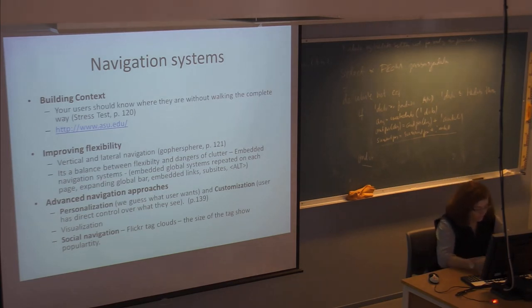So the stress test is like, you should go to someplace on a website that's not the top page of the website. And then when you send somebody to that page, they should be able to identify who's the owner of the site, even though they're in the middle of the site, and what they would expect to see on the parent page, and what they would expect to see on the next link if you click on some contextual link.